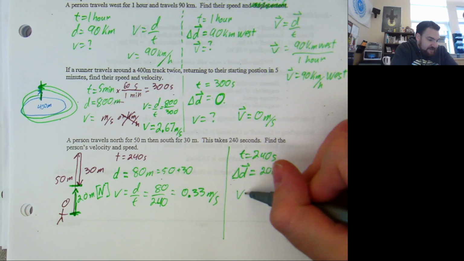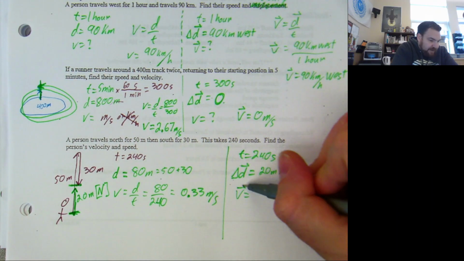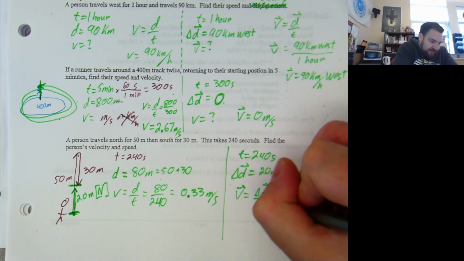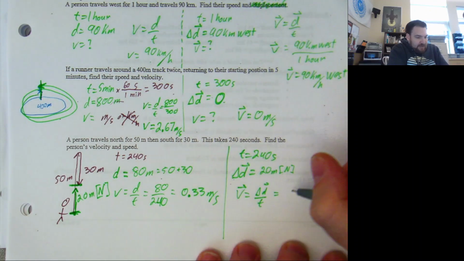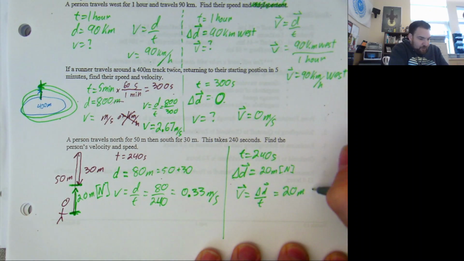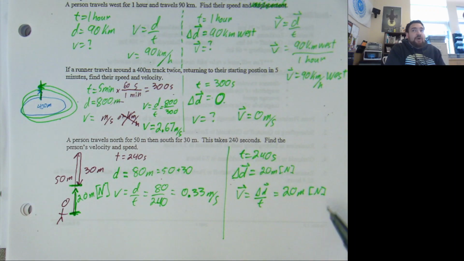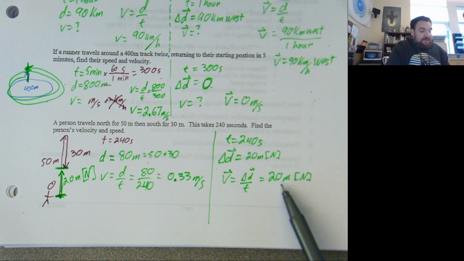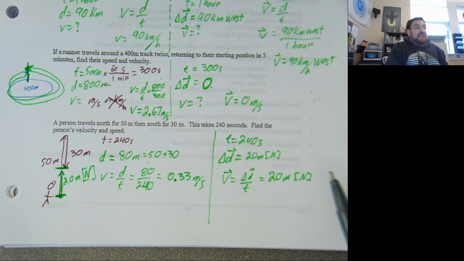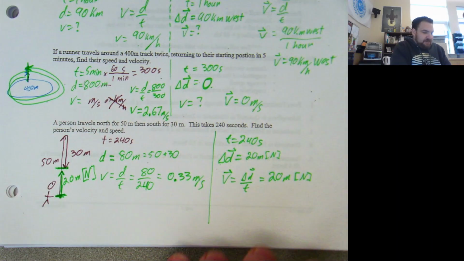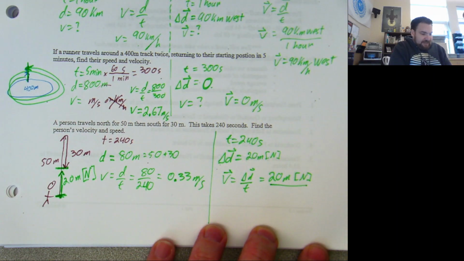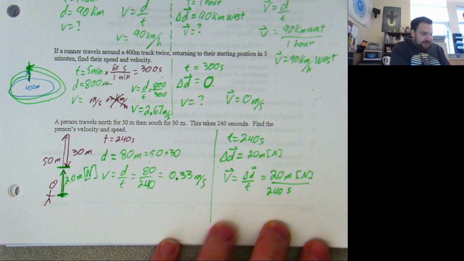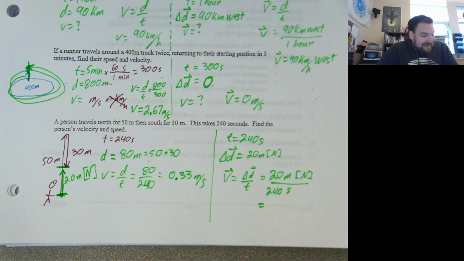So now our velocity, v with the arrow above it, is equal to your change in position divided by your time. That's going to be 20 meters north. I'm demonstrating it now, but we're going to stop doing this pretty quick. You don't have to put the units and the direction in every time when you're calculating these things. But I'm modeling what it looks like at this stage. Divided by 240 seconds, 20 over 240 is a 12th.